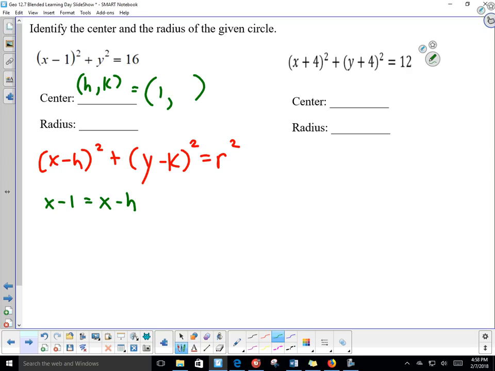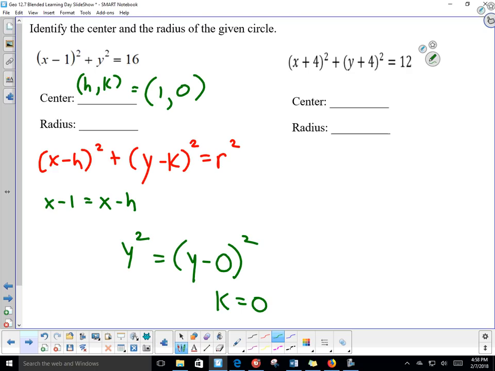Well, we just have y squared. If it's just y squared, then how are we going to find the k? Well, think of the y squared as really (y − 0)², and so that means that the k value must equal 0. So our center is at (1, 0).